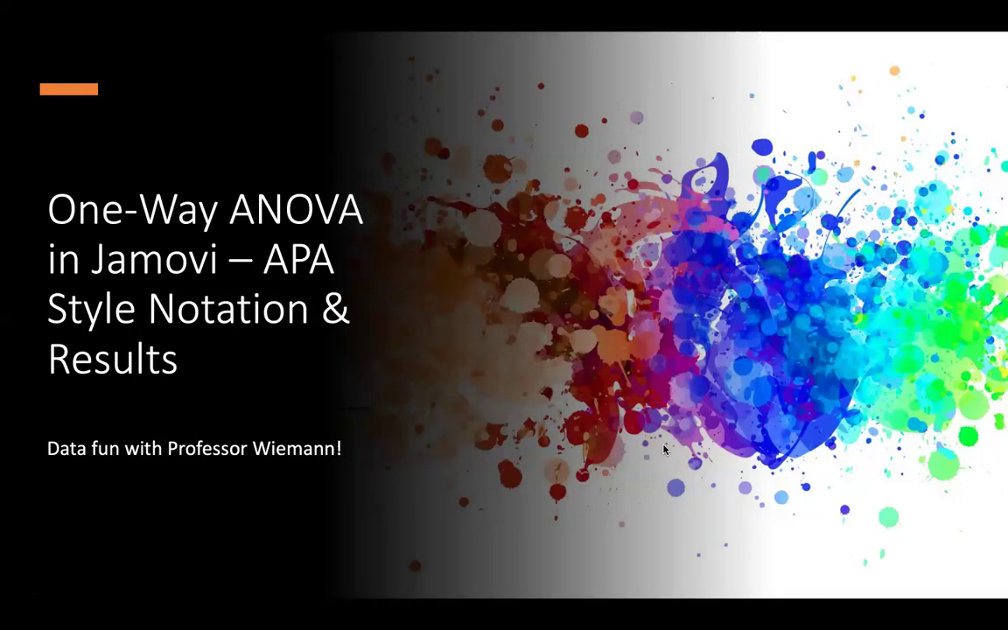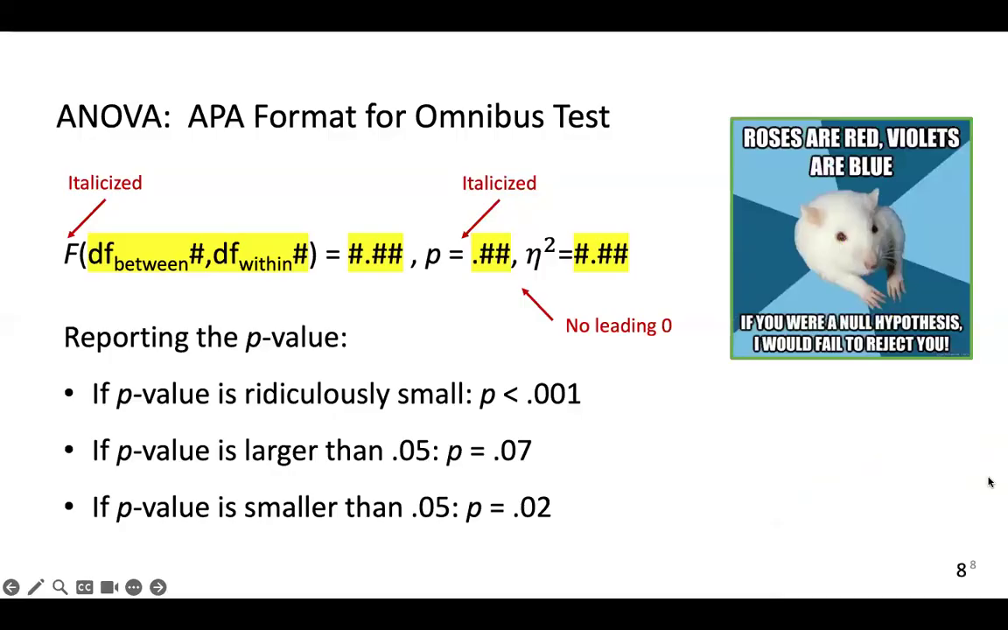Hey all, I am about to go through the last one-way ANOVA video. This is for APA style notation and results. If you don't know how to conduct the test, go back a couple of videos to watch that. First of all, this is the way that the notation works for APA.